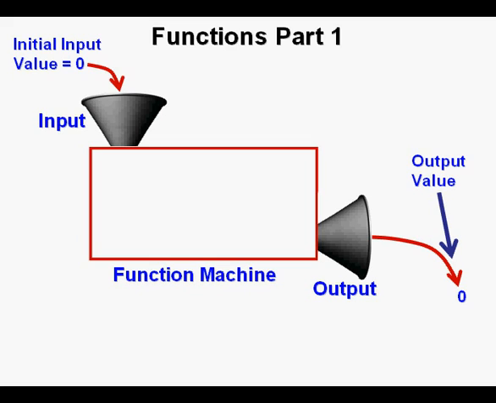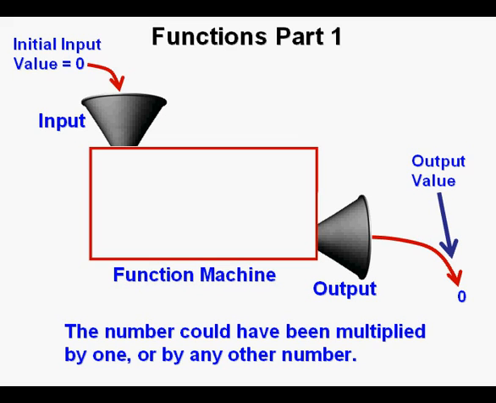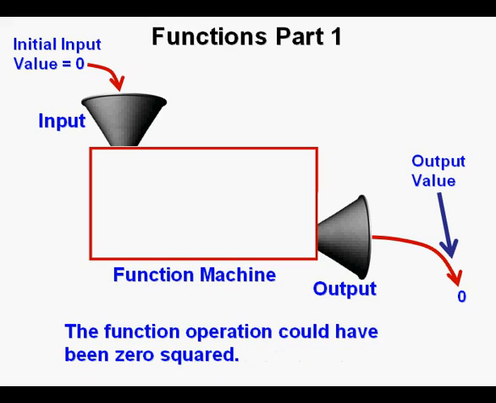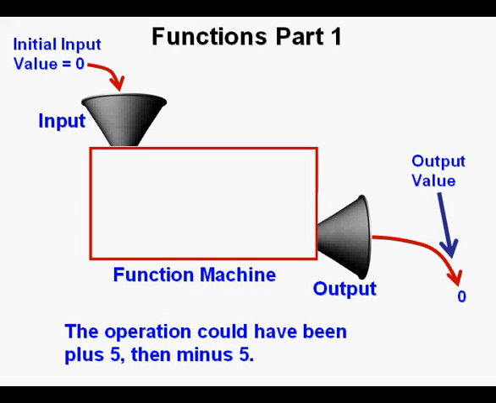Based on our relation from our input to our output, we could have arrived at our answer in many different ways. The number could have been multiplied by 1 or by any other number. The function operation could have been the input value squared, which gives an output value of 0 squared, or 0. The operation could have been the number plus 5, then minus 5, and then many more things as well.